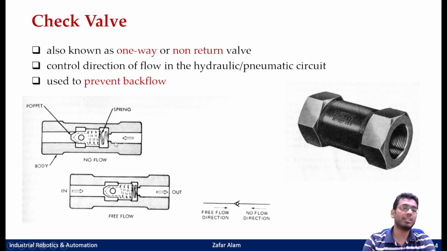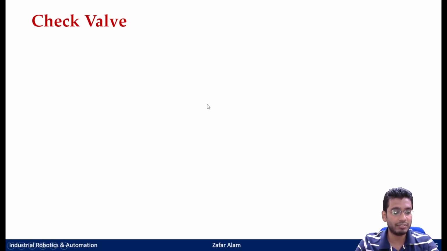So what is the use of it? It is used to prevent backflow in circuits. Mostly it is used just after your power generation. For example, if there is a pump and pressurized fluid is flowing through the pump, you place a check valve there so that if the pressure drops within the pump or for any other reason, you do not have any backflow of the fluid. So this is a check valve. It is also known as your one-way or non-return valve, because the fluid cannot flow from the other side.